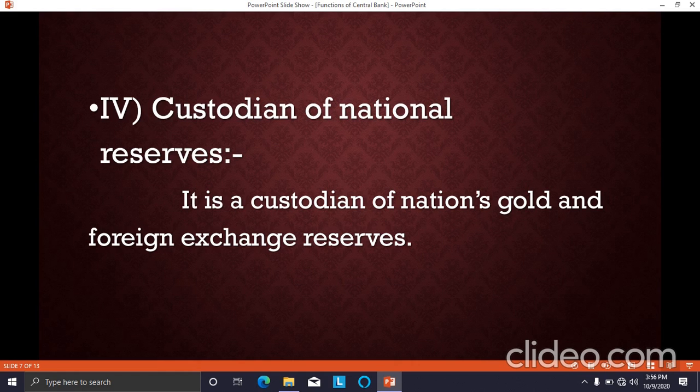It is by way of a guarantee to pay back, or it is a promise to the depositors or to the note holder to secure the currency. So by way of security to secure those currency notes, it is mandatory for the central bank to keep a certain amount of gold by way of a reserve. So it acts as the custodian of national reserves, that is nation's gold and foreign exchange reserves.